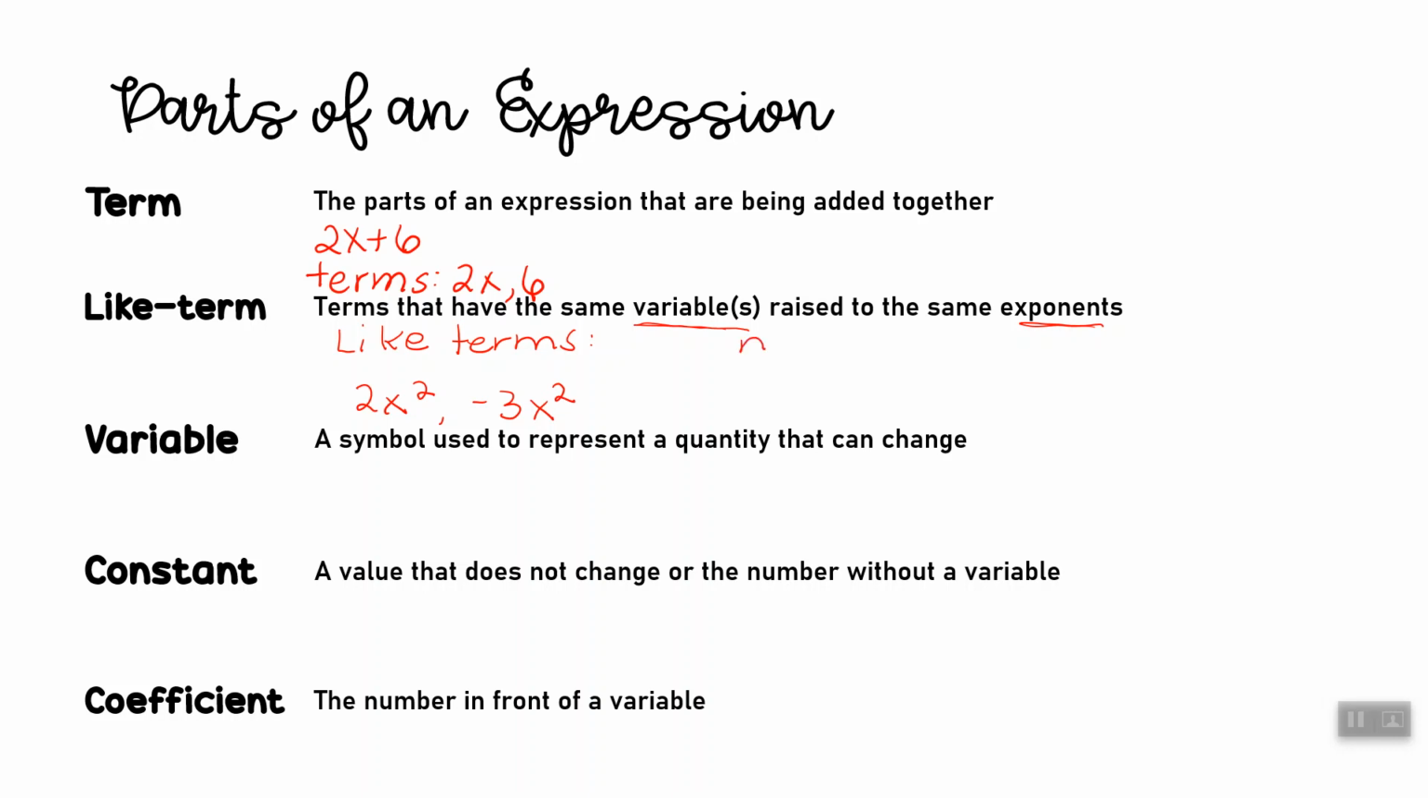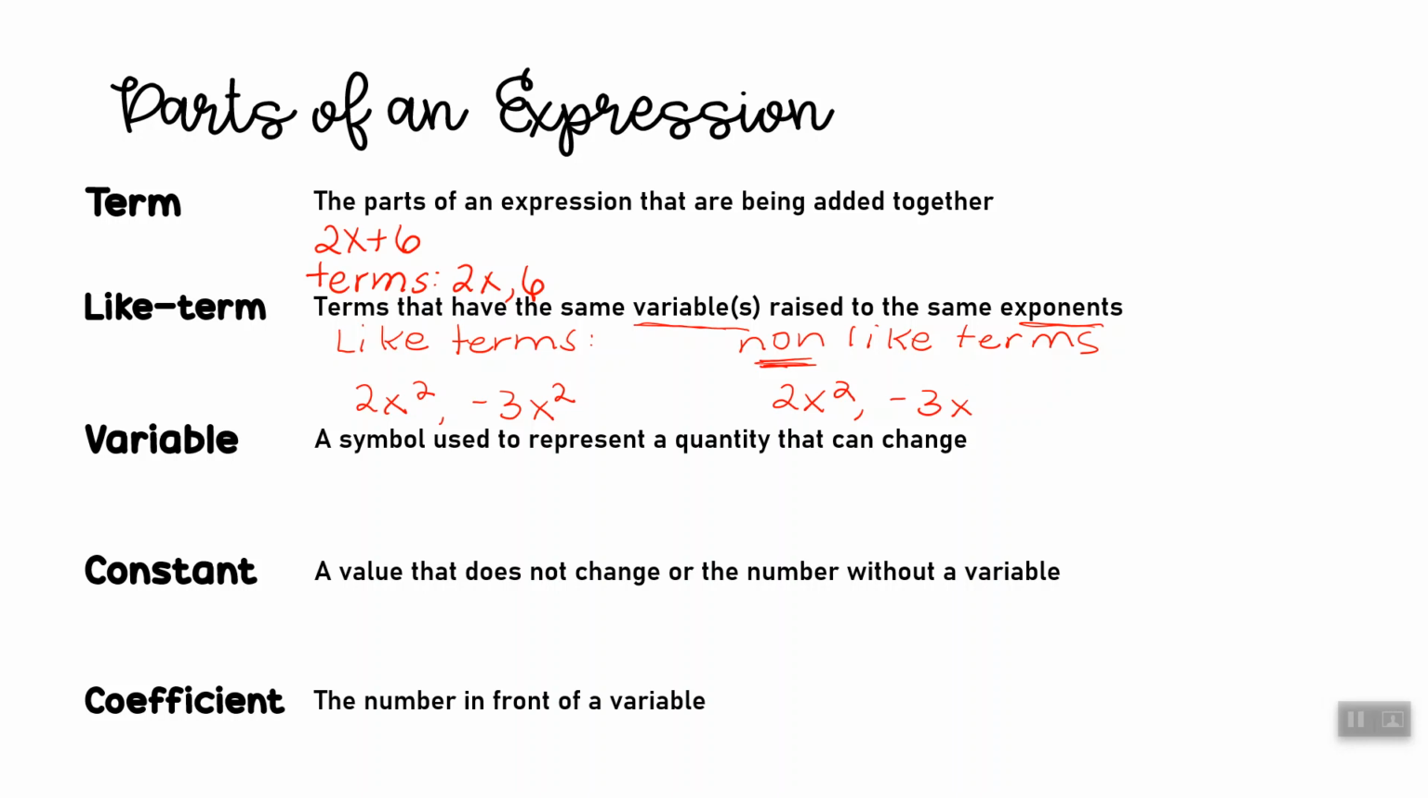Okay, non-like terms. So just to clarify, because again, it's not just the same variable, but they have to be raised to the same exponent. So non-like terms would be something like 2x squared and negative 3x. They have the same variables, but they're not to the same exponent. This is x squared, and that's just x. So these are not like terms.